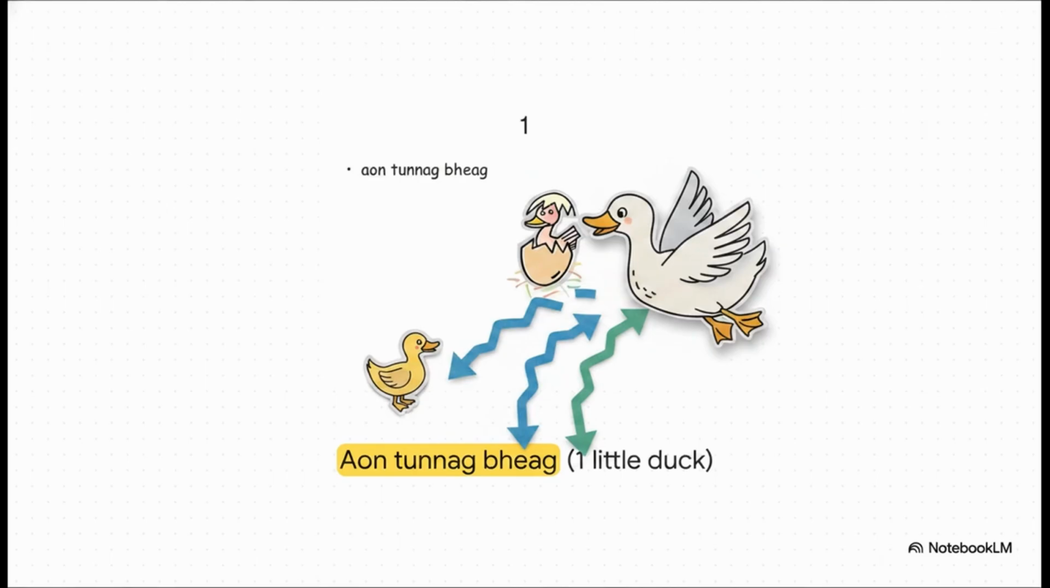Check out this phrase. O on tunug bag, one little duck. Now, the number 1, on, usually causes that softening lenition in the noun right after it. But look at the word tunug. There's no h added after the t. That's actually because of a special spelling rule. But watch what happens to the adjective next to it. Bag, which means little. It becomes bag. The lenition literally leaps over the noun and lands squarely on the adjective. Leaping lenition. I mean, what a wonderful little quirk of the language.